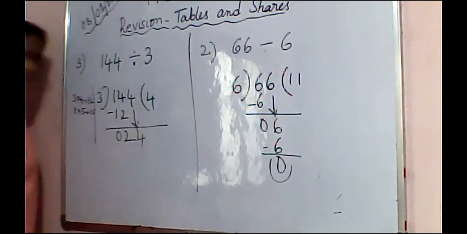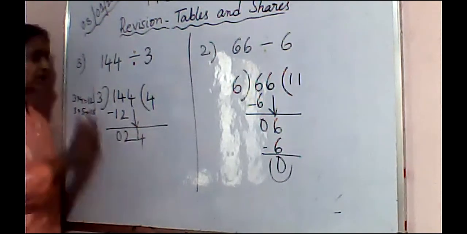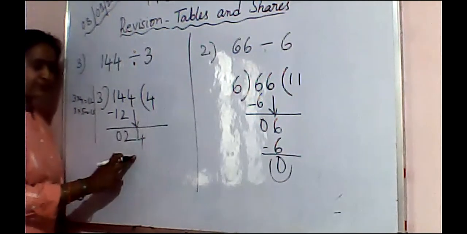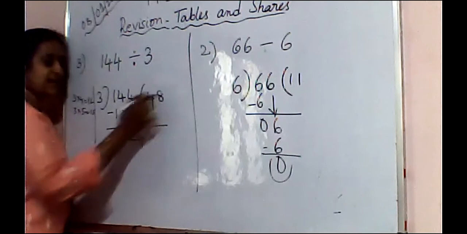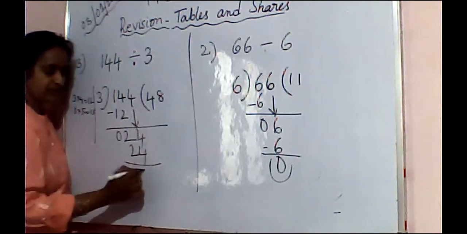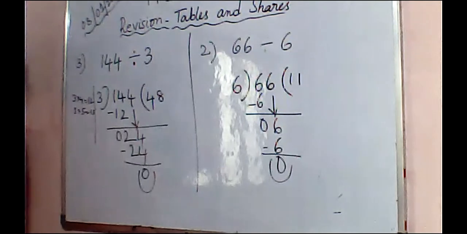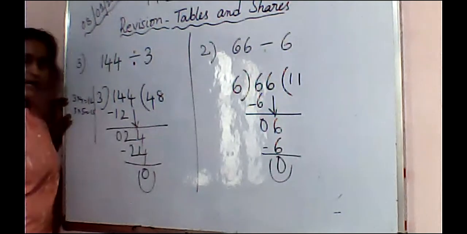Again, bring down the next digit, 4. So now how many times will 3 go in 24? Answer is 8, ma'am. 3 8s are 24. So the remainder is 0. The answer is 48, ma'am. Now, whether it is correct or wrong, how will we check?